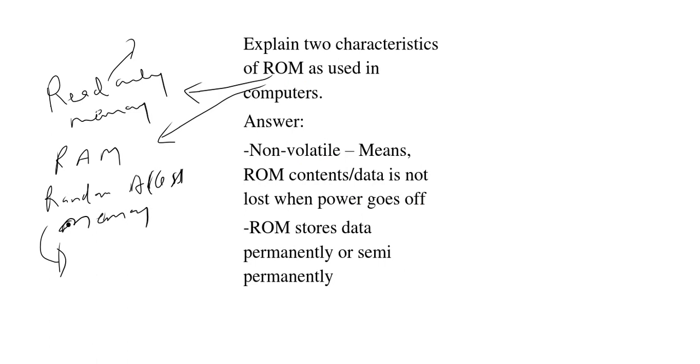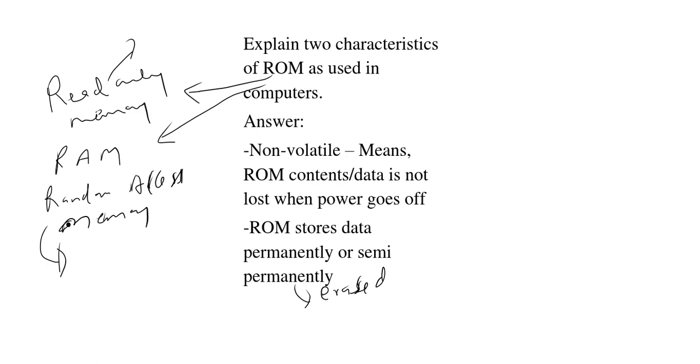So in case you are working in the computer and all of a sudden the power goes off, then whatever is in ROM is not deleted or lost. And that is what we call non-volatile. Then also ROM stores data permanently or semi-permanently. So the data that is stored in ROM is either permanent or semi-permanent. The semi-permanent comes in because some types of ROM can be erased and written again. So in that case, it will be semi-permanent.